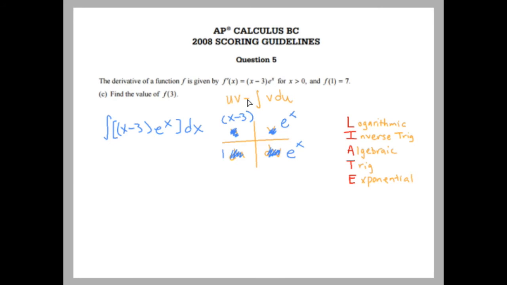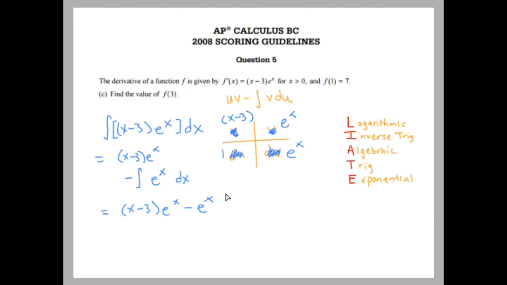So now we'll plug these values into the formula. So this whole thing equals u times v, so (x minus 3) times e to the x, minus the integral of v, which is e to the x, times du, which is just 1. So this is what we have. And then to integrate this, the integral of e to the x, like we said here, is easy. It's just e to the x. So this equals (x minus 3) e to the x minus e to the x.